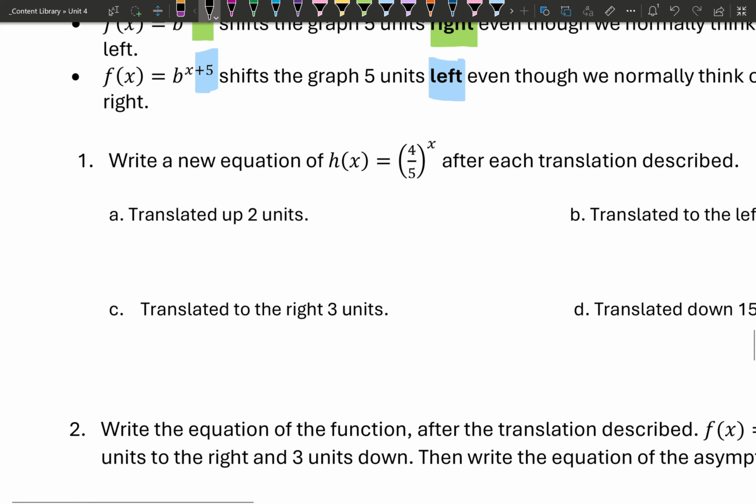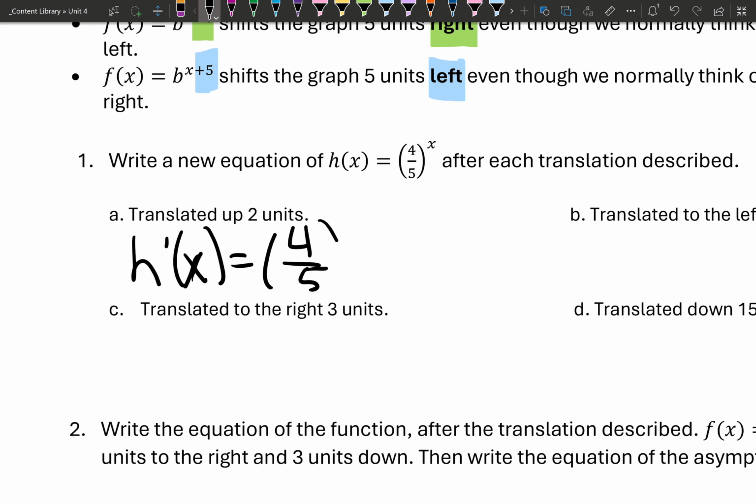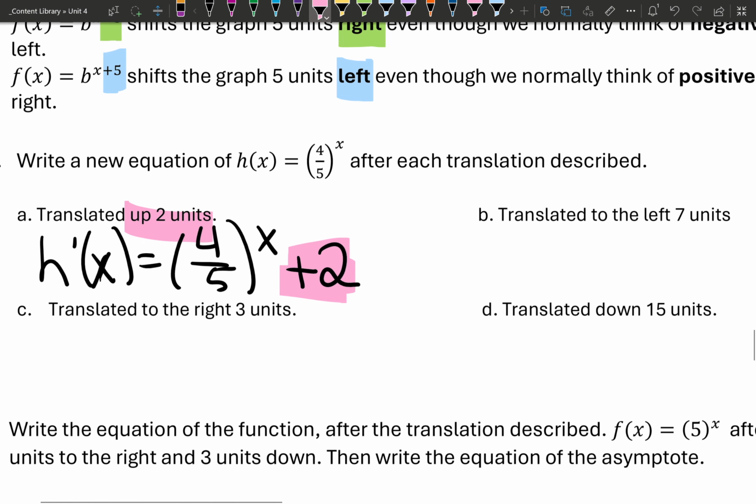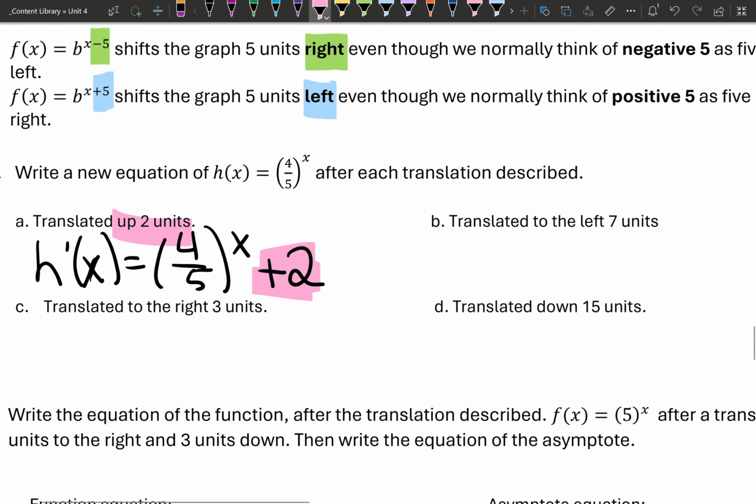Okay, so number 1 asks us to translate it 2 units up. So h prime of x, that little prime means it's transformed, equals 4/5 to the x. If I want to move it up, I'm going to add 2 on the outside. Now let's translate it down. Similar idea. Whoops, I didn't change it to the pencil.